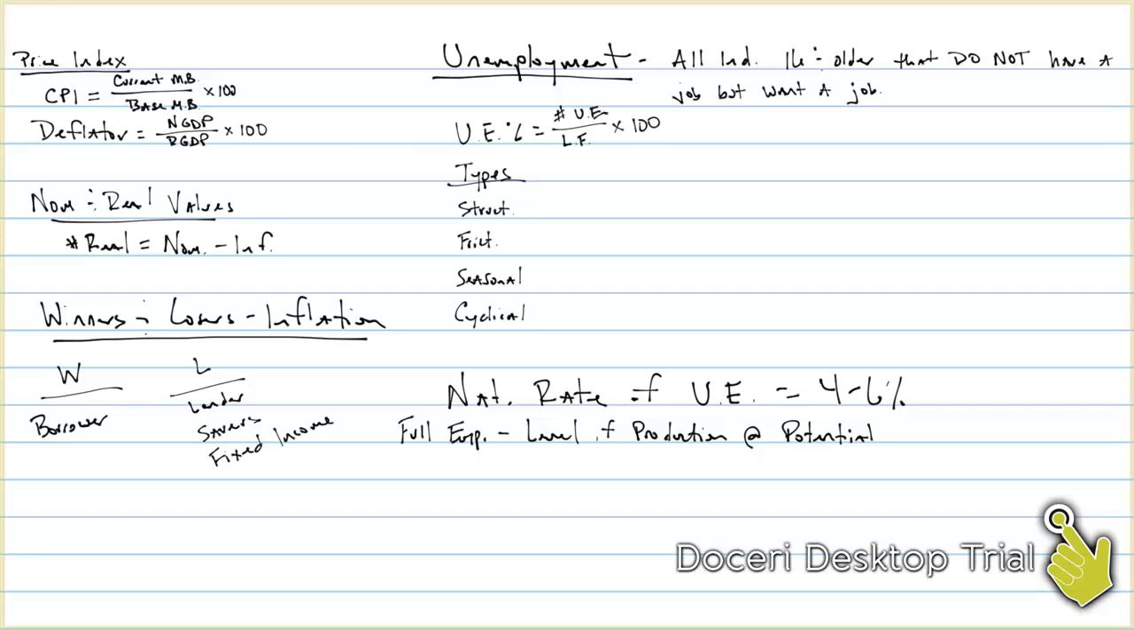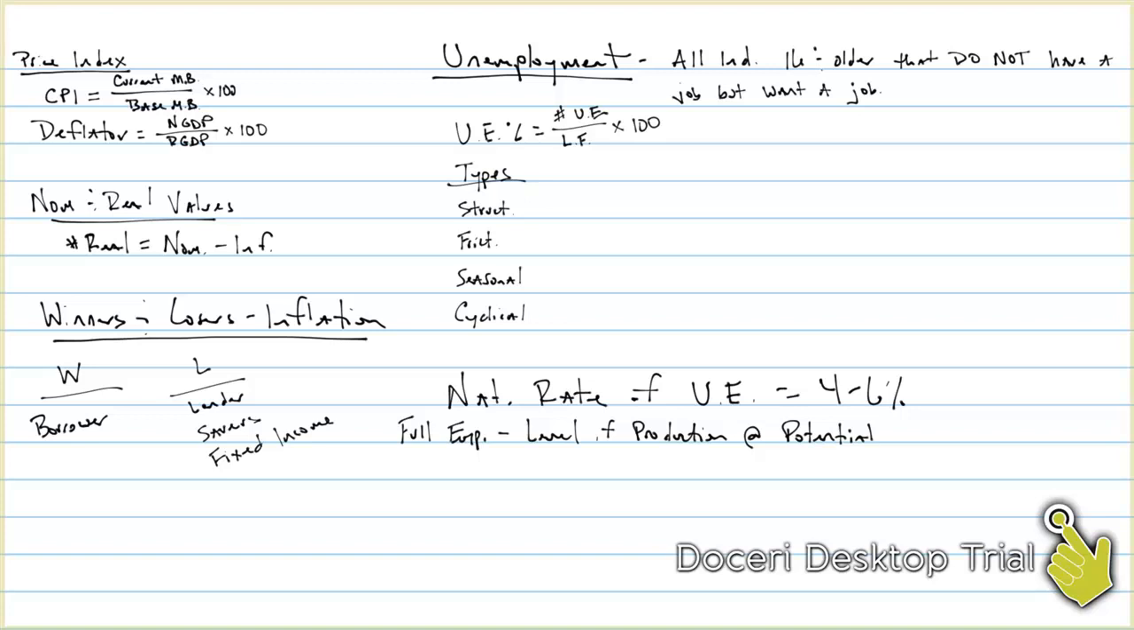And the reason why I bring this up is because when you read a question, and the question says that the economy is operating below full employment, that does not mean that the unemployment rate is below full employment. It means that you're producing at a production level, the GDP level, below your potential. The unemployment rate would be higher than 4 to 6% when the economy is operating below full employment.